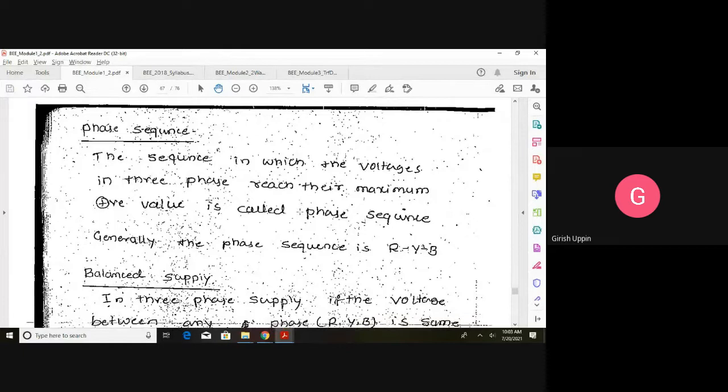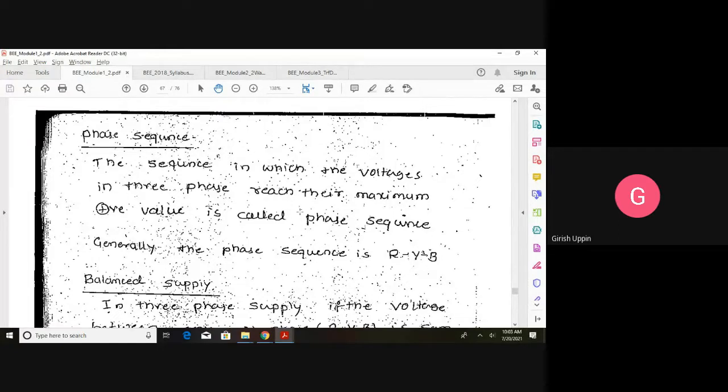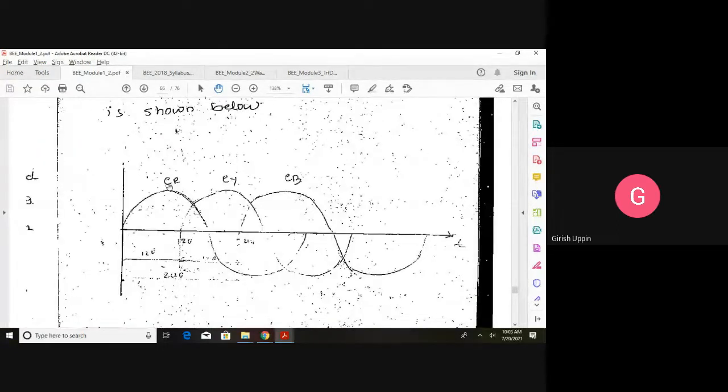Now, the phase sequence. What is the phase sequence? RYB, which stands for red, yellow, blue. That is the convention used so that we can easily identify which is the R phase. R phase is the first phase which will reach a maximum value, Y is the second phase which will reach the maximum value, and B is the third phase which will take the maximum value. So if you see here, R phase takes the first maximum value, then EY takes the maximum value, and EB takes the next maximum value. That is why we call it the phase sequence RYB.